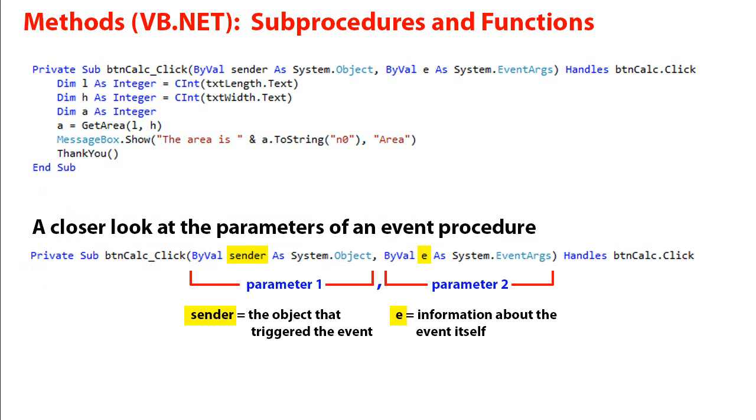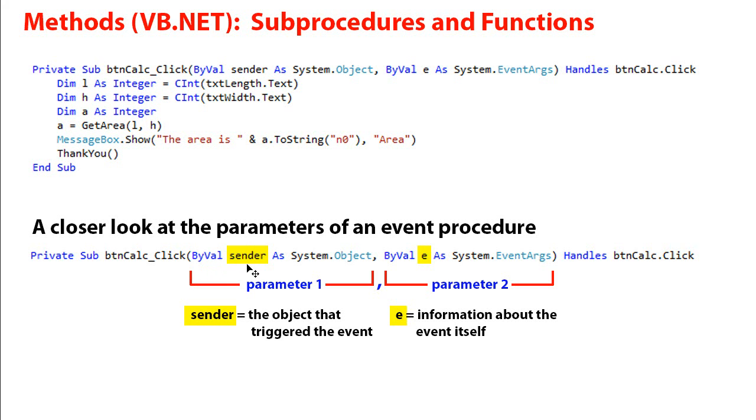Let's take a closer look at the parameters that are in between the parentheses of an event procedure. There are two parameters here, and they are separated by a comma. We call that being comma delimited. Each parameter here has a keyword expressing how the data is passed between the calling statement and this event procedure. And you'll see the word ByVal there. The other option is ByRef, or by reference. So it stands for by value or by reference. We'll look at that a little more closely in the next video.